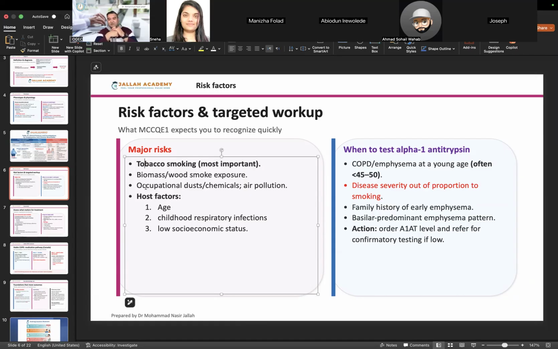So COPD emphysema at a younger age, when I say younger, it means less than 45 to 50. Disease severity out of proportion to smoking, it means the patient is severely sick, but when you check the social history, the patient is not a smoker, or smokes very occasionally, like only on weekends with friends. Family history of early emphysema, basilar predominant emphysema pattern. Action: order the alpha-1 antitrypsin level, and refer for a confirmatory test if it's low.